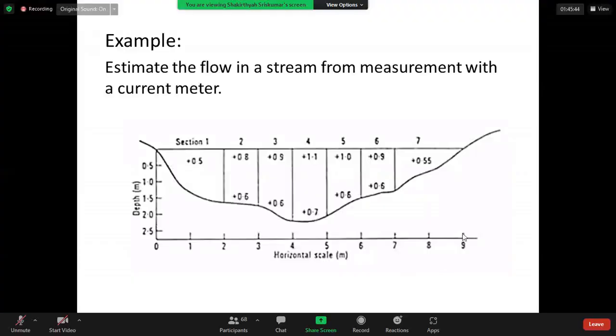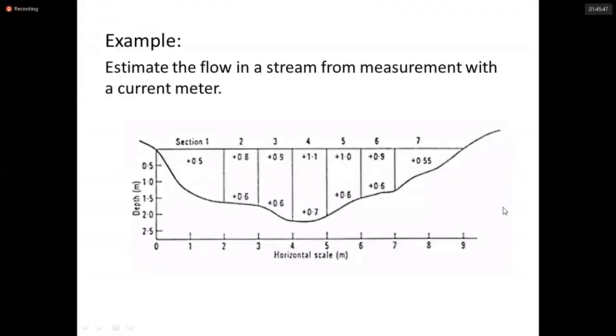Now we will move to the calculation part. Estimate the flow in a stream from the measurement with the current meter. First, you have to sketch this down. From the horizontal scale, you can identify the width of each section. So can you please tell what is the width of this section 1? 2 meters. Yes. What is the width of this section 4?